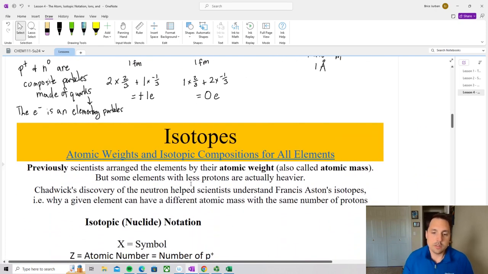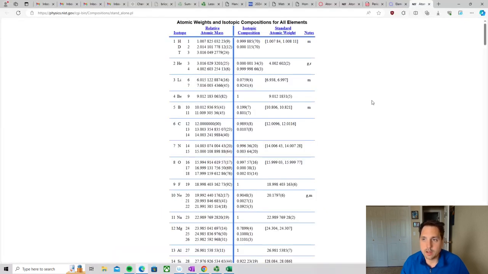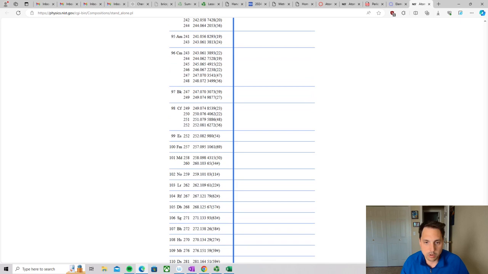All right, so let's talk about isotopes. There's this really interesting table here. I have it linked on our page, and it gives the atomic weights and isotopic compositions for all of the known elements. I don't know if it has the synthetics as well. It has some of them.